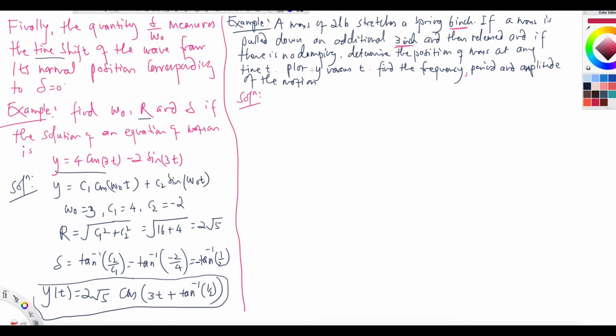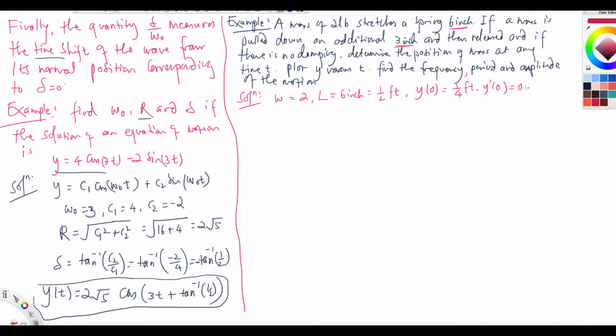So let us first list the given things. W is given as 2 pounds, right? L is given as 6 inches, which is basically 1/2 feet. And the mass is pulled down an additional 3 inches, so y at 0 is given as 3 inches, which is 1/4 feet, right? And what is y prime of 0? It is released after pulling, so it will be 0. This is given, okay, guys?